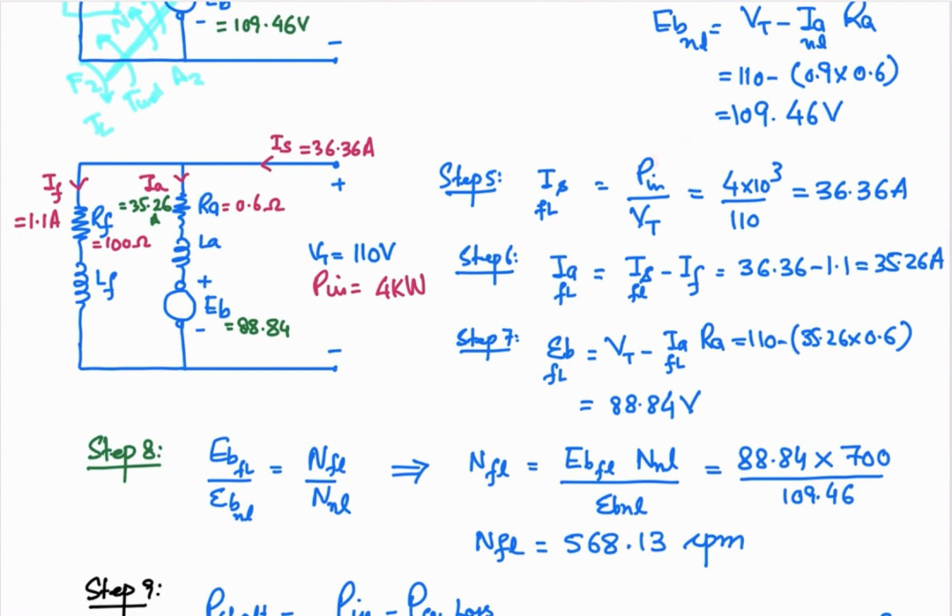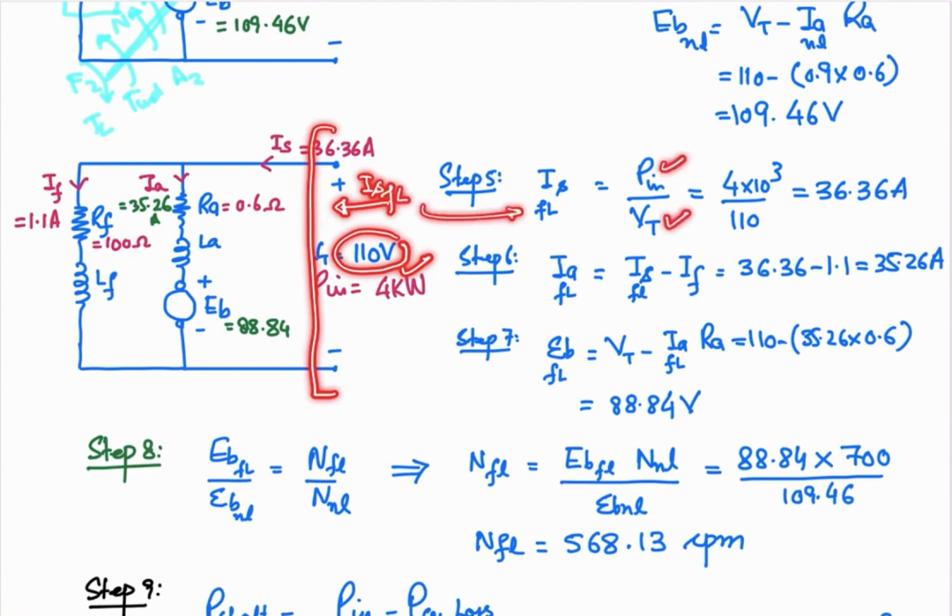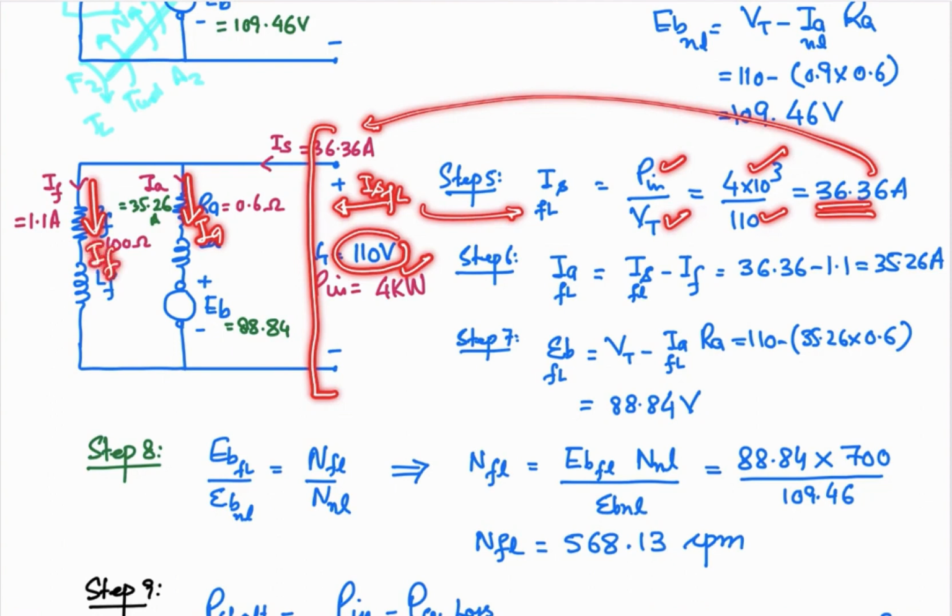So first of all, we are going to determine what will be the current that will be injected by the supply in your machine. So we know that input power is 4 kilowatt, the voltage is 110 volts, so we can determine the supply current over here at the full load, and that is given by this equation, P in divided by the terminal voltage. So 4 kilowatt divided by 110 volts, so the new source current will be 36.36 ampere. That's the current that is injected over here, and that will be divided into two parts, armature current and the field current. The field current will remain constant because the voltage has not changed. Only the back EMF is going to reduce, so that this armature current is going to increase.